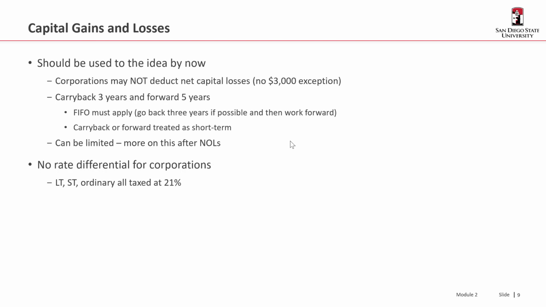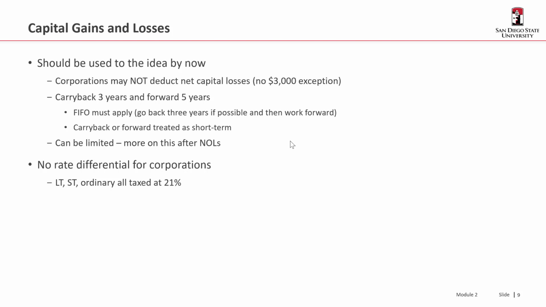So you should be used to the idea of capital gains and losses for a corporation, which is, of course, corporations may not deduct net capital losses. So that $3,000 that an individual can deduct, that's not available to a corporation. Instead, a corporation can carry back its net capital losses 3 years, and then if nothing there, can now carry them forward for 5 years. First in, first out must apply. You have to go all the way back all 3 years if possible, and then work forward.